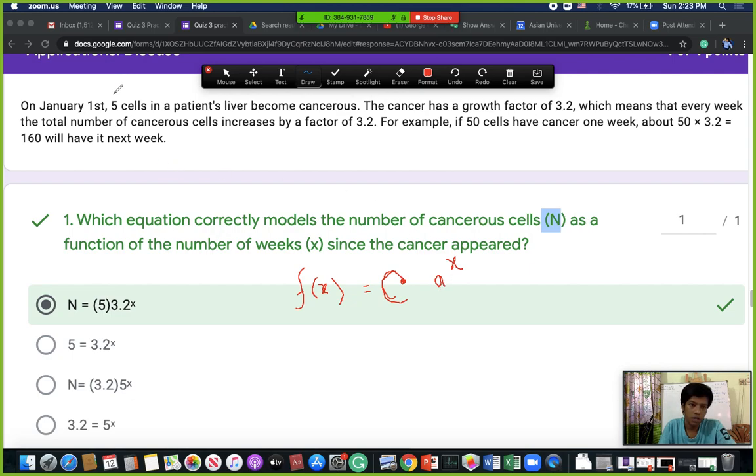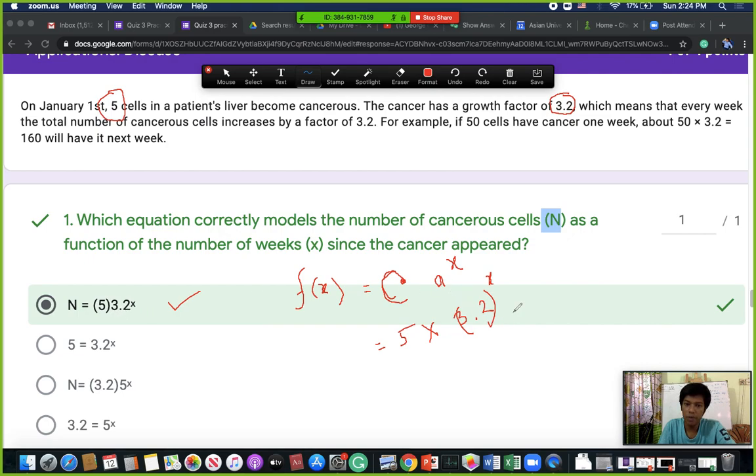So in this question, the initial value is 5. So that means we have to put 5 here, and A is the growth factor. So in our question, growth factor is 3.2. So it will be 5 times 3.2 to the power x. You can write it like this, or you can put brackets around 3.2 to the power x also. As you can see, 5 into 3.2 to the power x.